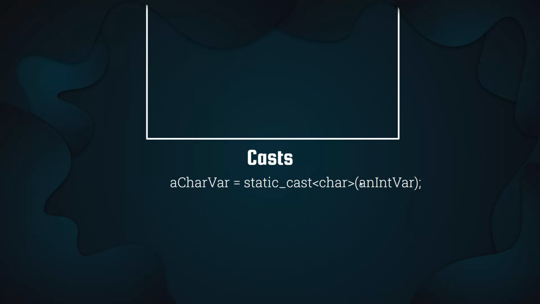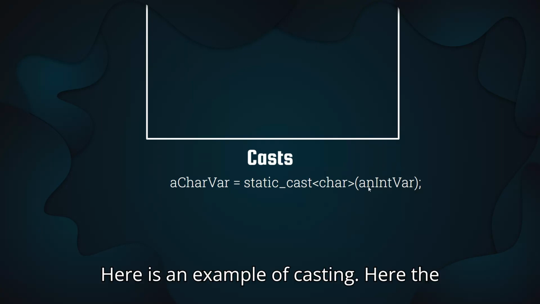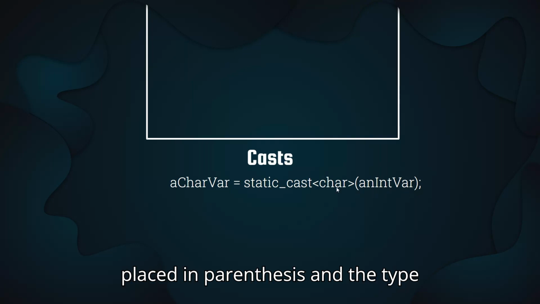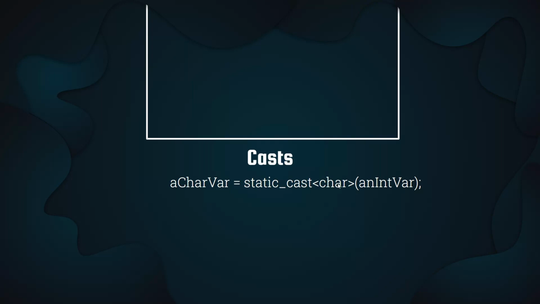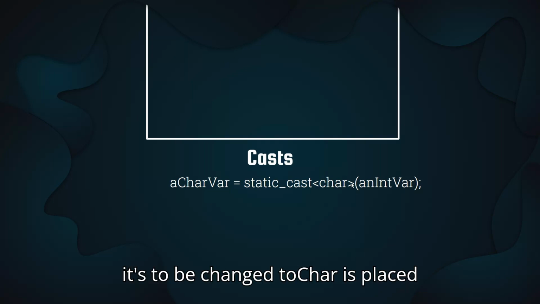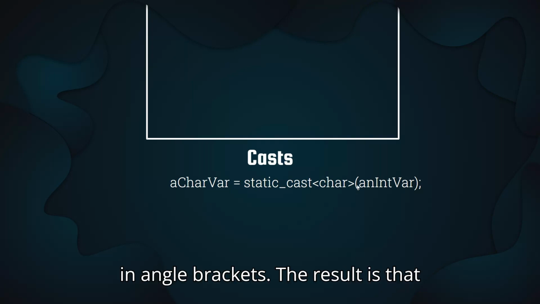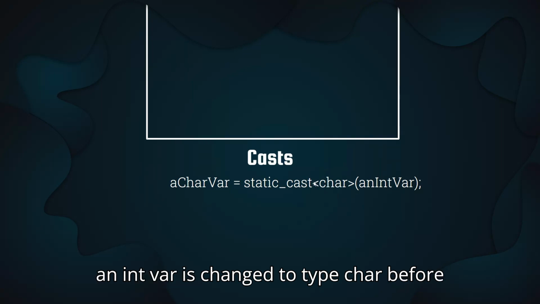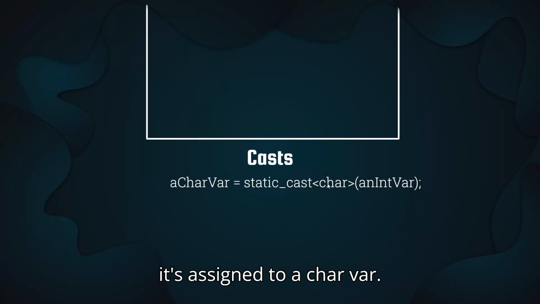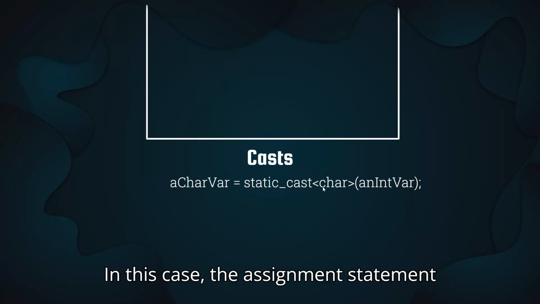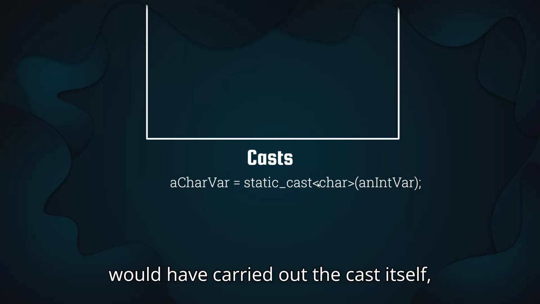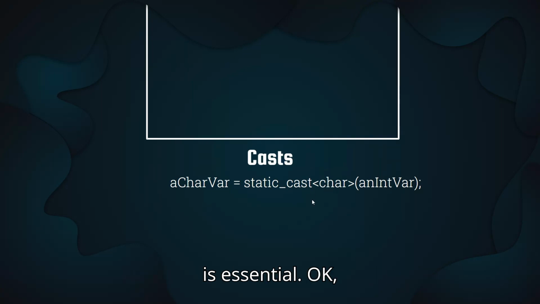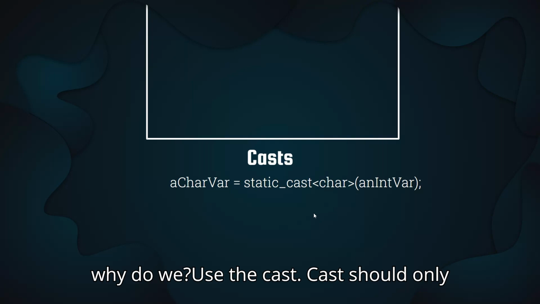Okay, here is an example of casting. Here the variable to be cast, intvar, is placed in parentheses, and the type it's to be changed to, char, is placed in angle brackets. The result is that intvar is changed to type char before it's assigned to charvar. In this case, the assignment statement would have carried out the cast itself, but there are situations where the cast is essential. Okay, why do we use the cast?